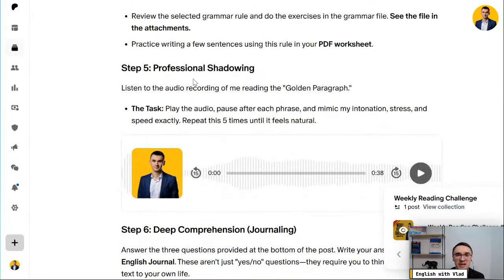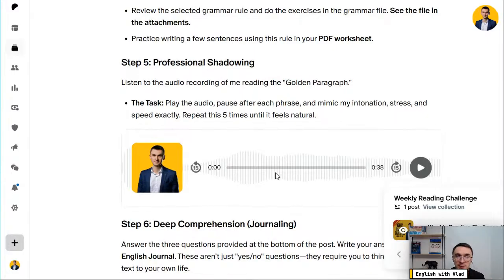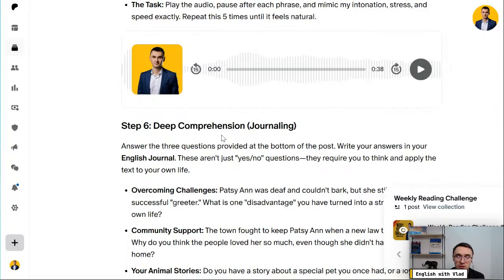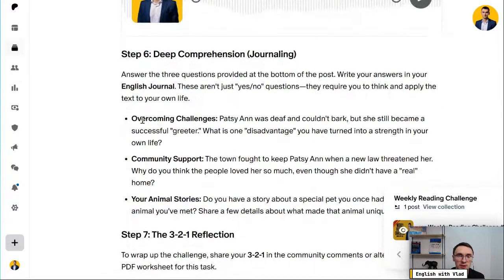Then we go for shadowing. Basically, I take one paragraph, I read it to you, and you have to practice shadowing my audio. It's very short, micro shadowing, where you can learn and practice that vocabulary and grammar in that short audio. Then we go for deep comprehension. I will ask you to journal about the text by answering three questions.